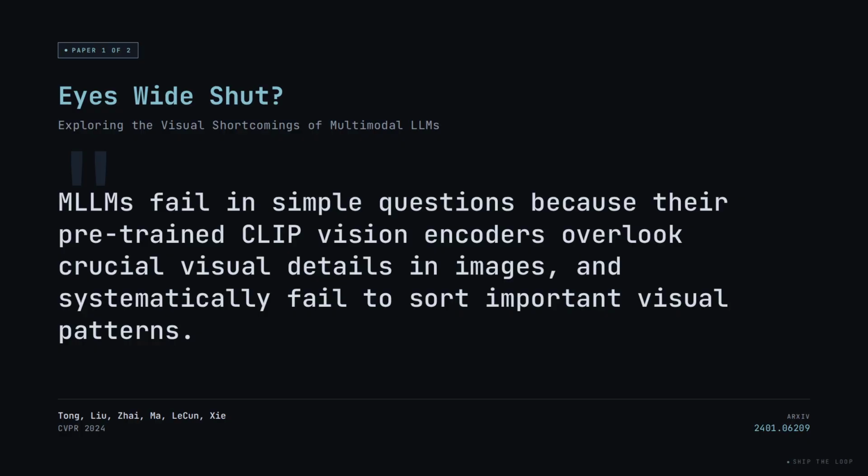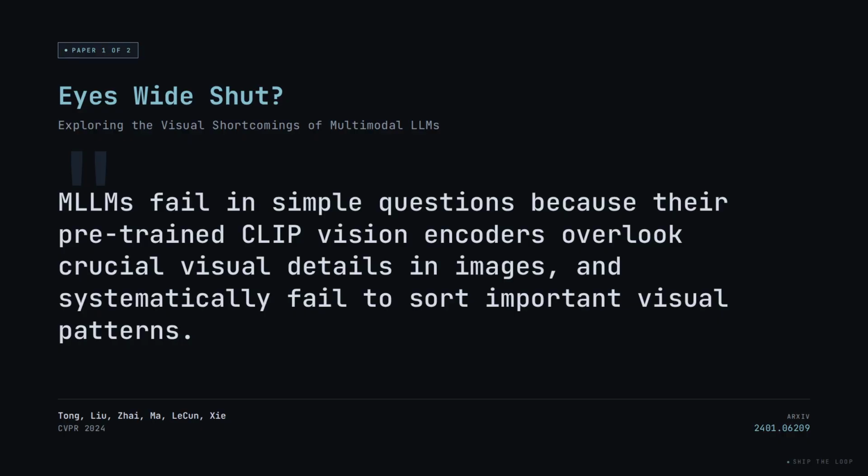The researchers have some idea why images are not as good as text. A 2024 paper titled Eyes Wide Shut put it this way: vision encoders overlook crucial visual details and systematically fail to sort important visual patterns. The encoder itself has blind spots.